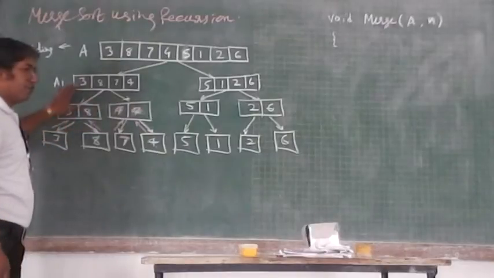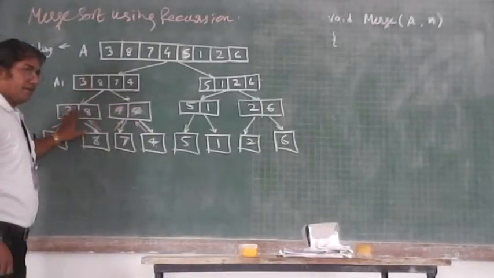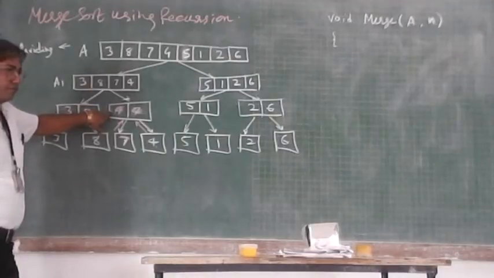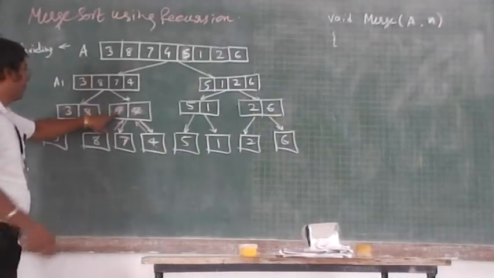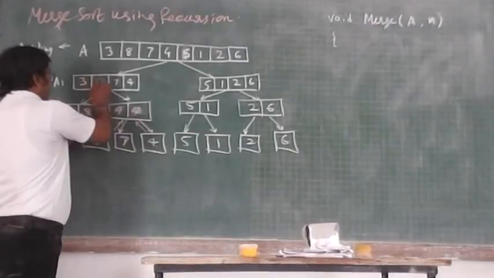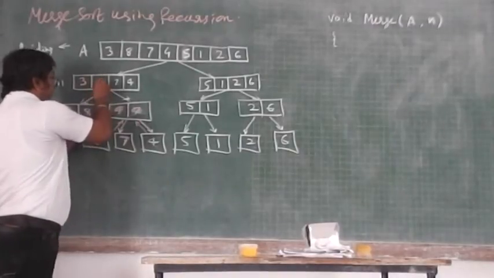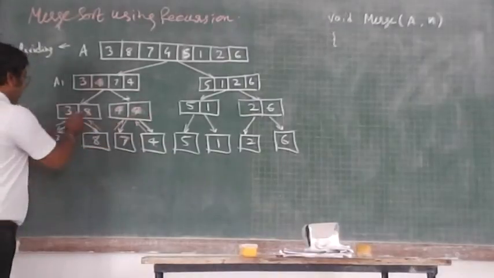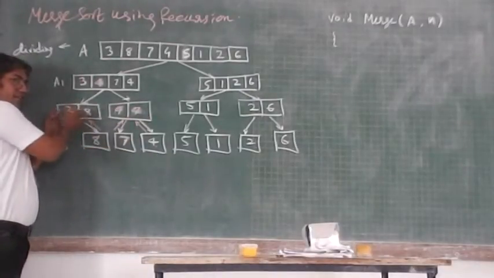Okay, this 3 has been gone, then I increment this. 8 I compare with 4. Here the less element I found is 4. So 4 I bring at the next index of parent array. Okay, so I increment j.